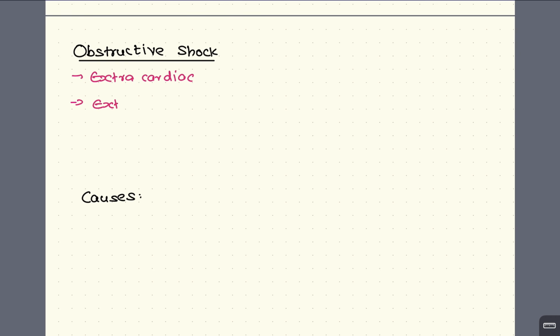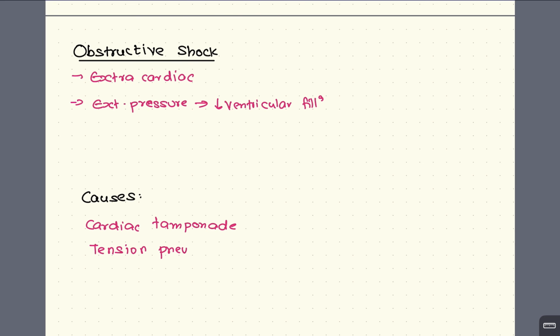Due to some kind of external pressure, there's an impairment in ventricular filling. Because of this external pressure during diastole, there is decreased ventricular filling, and because of which there is a decrease in cardiac output. So the causes are cardiac tamponade and tension pneumothorax. These are the two examples you have to learn.